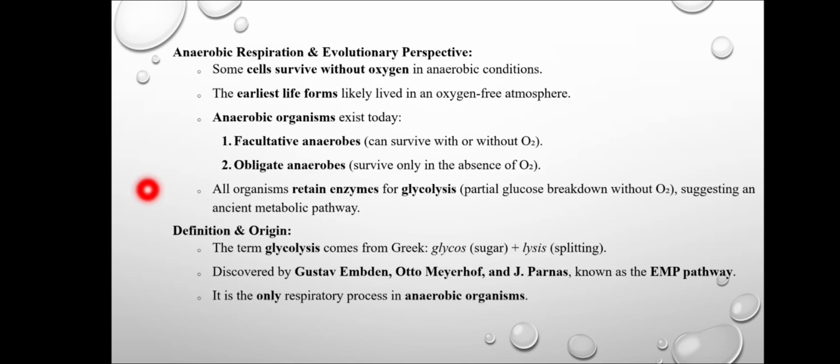So the earlier point was for aerobic respiration. Now if we see anaerobic respiration, cells can survive without oxygen also, in anaerobic conditions. In fact, the earliest life forms used to survive in an oxygen-free atmosphere. So we can say that the earliest life forms were anaerobic in nature. Anaerobic organisms even exist today, and here two important terms are given. One is facultative anaerobe, meaning one who can survive with or without oxygen, and obligate anaerobe. Obligate means they can survive only in a fixed given condition.